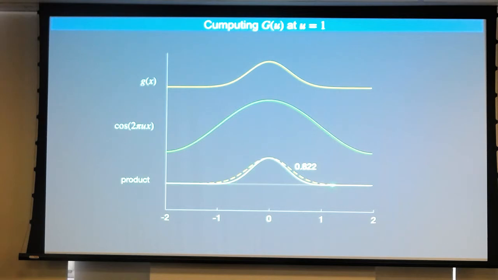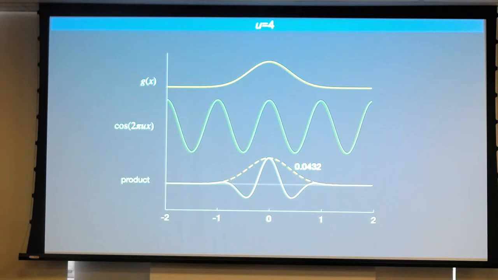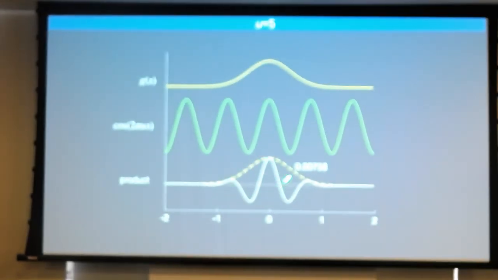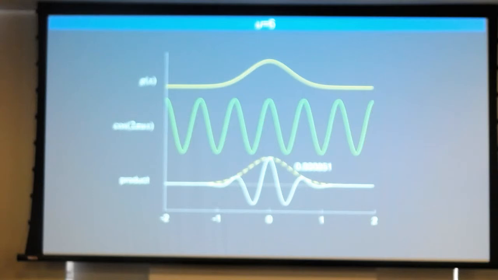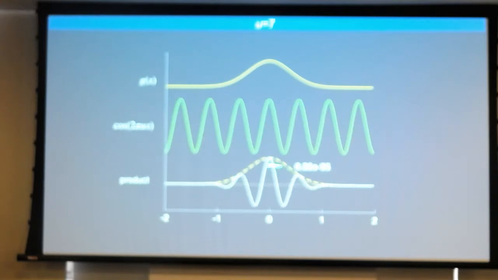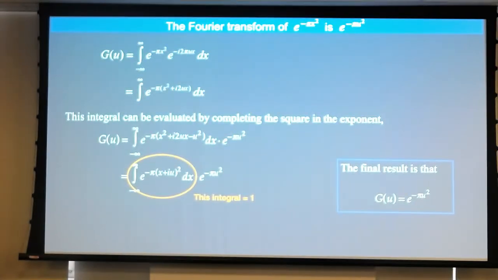And I'm going to ask, what is the integral of its product, or the area under that curve? If I ask what's the area under the curve, when u is 1, I get something pretty close to 1. And as I go to higher and higher u, these oscillations begin to cancel out, and the net area becomes really small, faster and faster. And these are the coefficients that I needed. I just get them by multiplying the original function times the cosine wave and integrating the result. I'm not going to do this, but anyway, the Fourier transform of e to the minus pi x squared is e to the minus pi u squared.